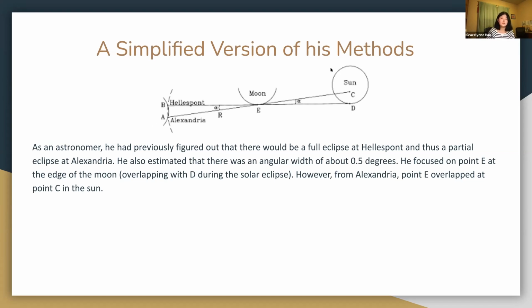And what the angular width is, is this right here, this angle. And he focused on point E, which represents the edge of the moon in what he could see. And note that this point does overlap with D during the solar eclipse at Hellespont because it's a full eclipse and the moon will fully cover the sun. And from Alexandria, since it was a partial eclipse, it would overlap with point C at the sun.